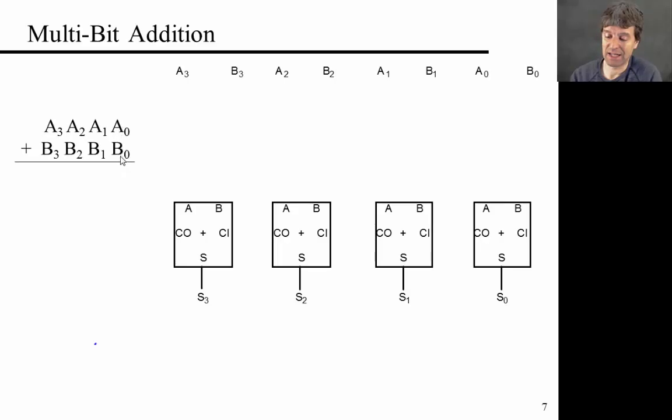We're going to add A0 and B0 together to create a sum S0 and also a carry. I'm going to write it up here, C0. And then I have to add in the next operation C0, A1 and B1, which gives S1 and C1, and then S2, C2, S3, C3.